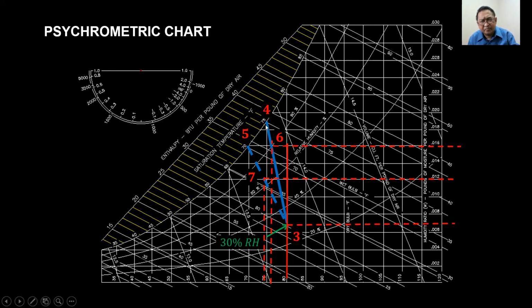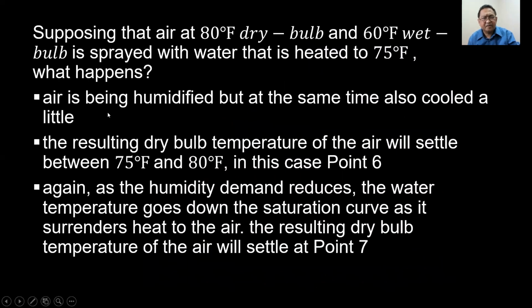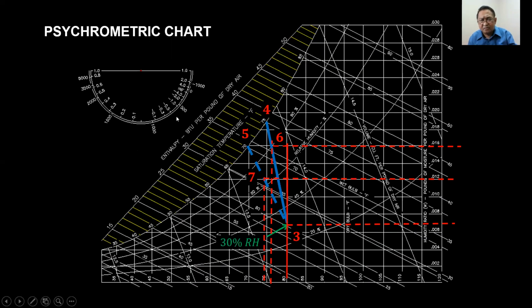So what happens, see here, the temperature of the water will always be in the saturation line. And so it's about, like say, 75. So the resulting temperature will be between this temperature and this temperature here, 75. So it will be cooled a little bit to about 76, roughly. And air is humidified also at the same time. So you add humidity and cool it a little bit.